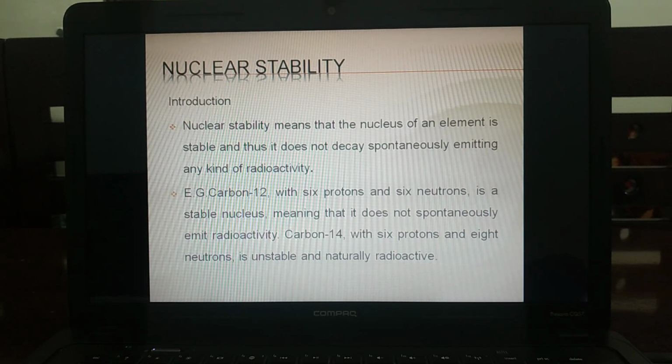Nuclear stability. Stability is a concept that helps to identify the stability of an isotope. The two main factors that determine the stability are the neutron-proton ratio and the total number of nucleons in the nucleus. Carbon-12 with 6 protons and 6 neutrons is a stable nucleus. Carbon-14 has 6 protons and 8 neutrons, it is unstable.